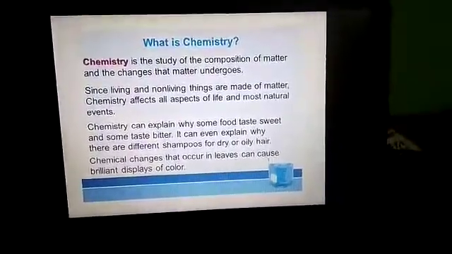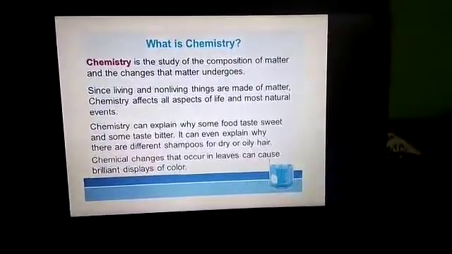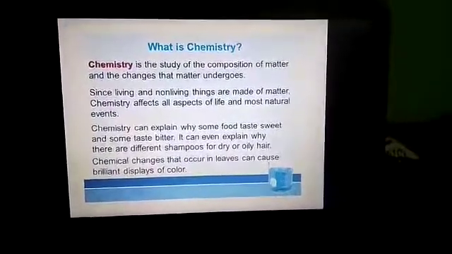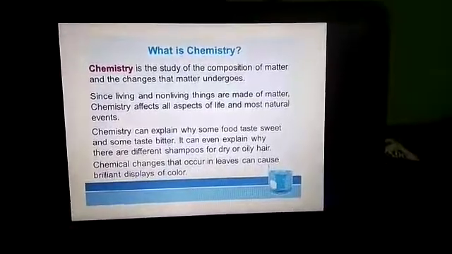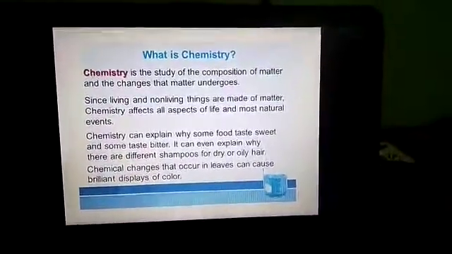Since living and non-living things are made up of matter, isn't it? Pen, table, chair, those non-living things are made up of matter. And human beings, living creatures, animals, birds, those all are made up of matter.